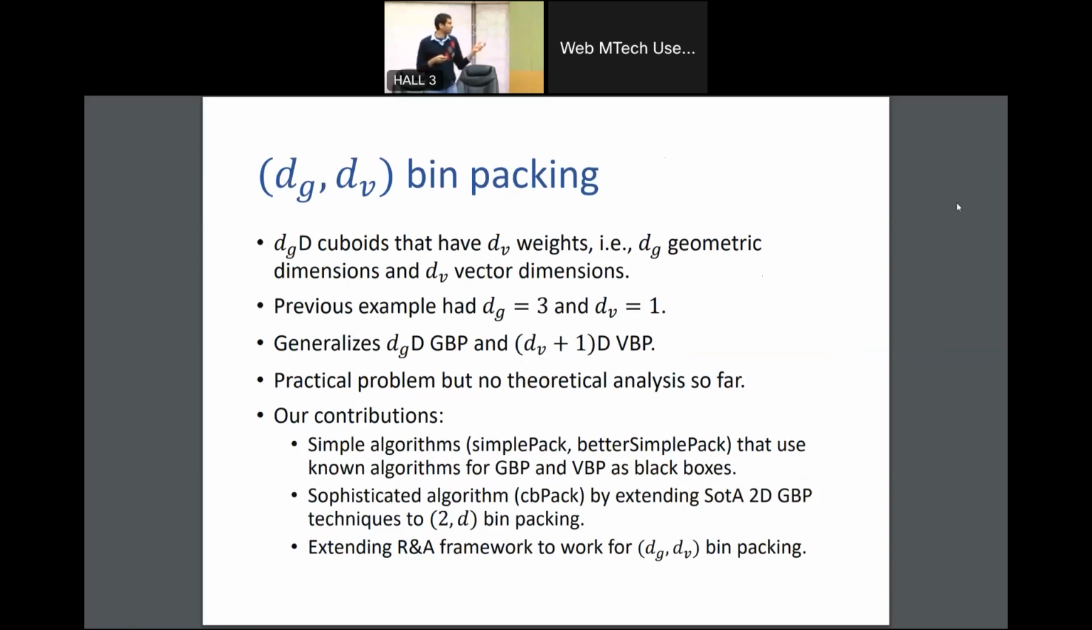Okay. Then we give a more sophisticated algorithm called the CB-pack algorithm, which is for 2,DV bin packing. That means rectangles with weights. And we do this by extending some of the state-of-the-art techniques used in 2D geometric bin packing. And finally, there's a famous technique called the round and approx framework for bin packing, and we show that this technique can also be extended to the setting of DG-DV bin packing.